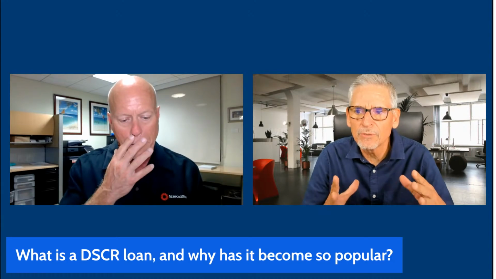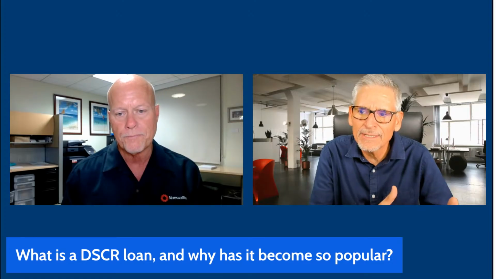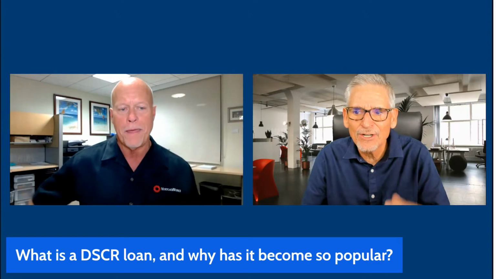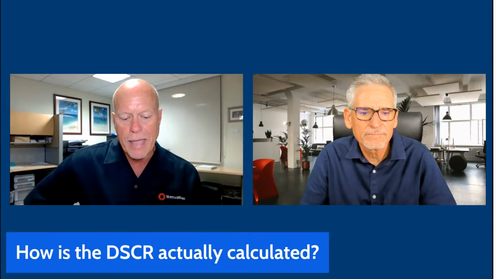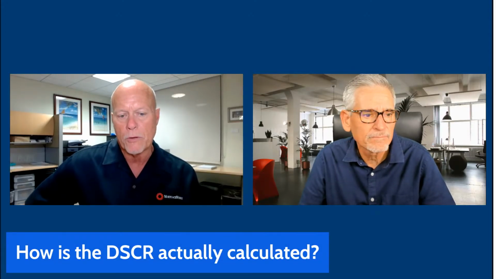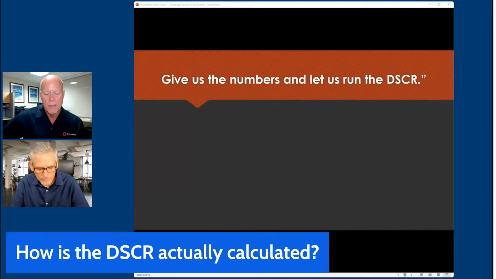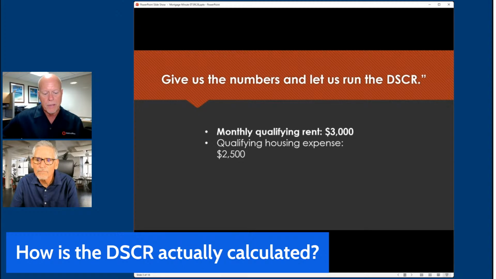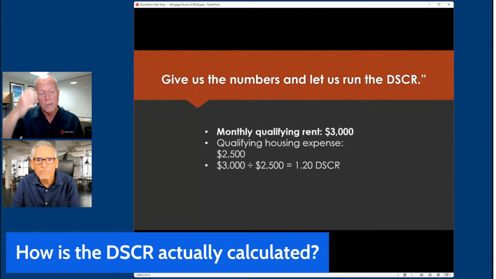So let's make this real simple. How do you actually calculate a DSCR, and what does something like that actually mean? Okay, let me give you an easy example to follow. Let's suppose a property has $3,000 per month in qualifying rental income, and the qualifying monthly housing expense is $2,500. We simply divide that 3,000 by the 2,500, and we get a result that is 1.20. That's called a DSCR ratio.